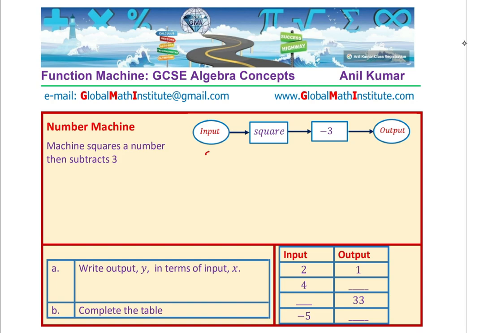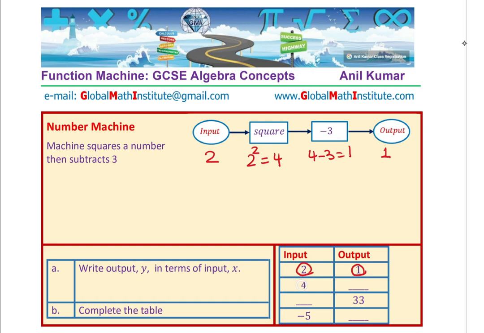If 2 is the input and you square it, so what is 2 squared? It means 2 times 2, which is 4. And then take away 3. 4 minus 3 is indeed 1, so the output is 1. That is what we have written here. So if 2 is the input, 1 is the output.